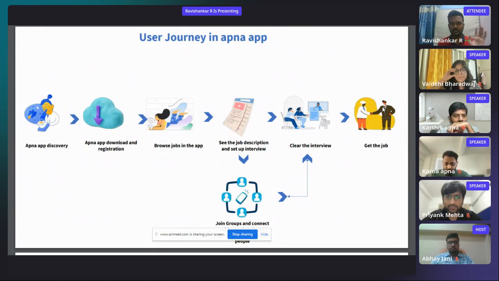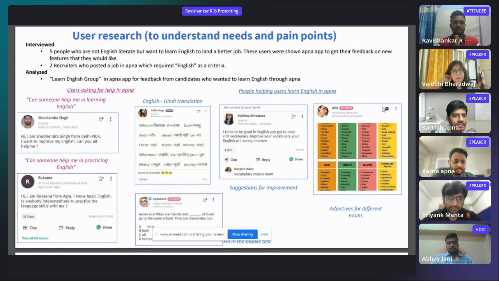User journey in the Apna app, everyone is aware of. I'm skipping this. Okay, user research. I interviewed 5 people who are not English literate, but want to learn English to land a better job. I showed them the Apna app and I got some feedback.